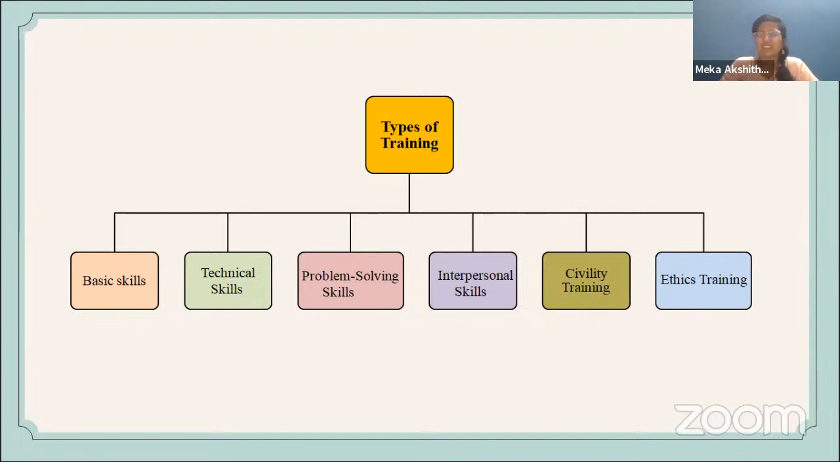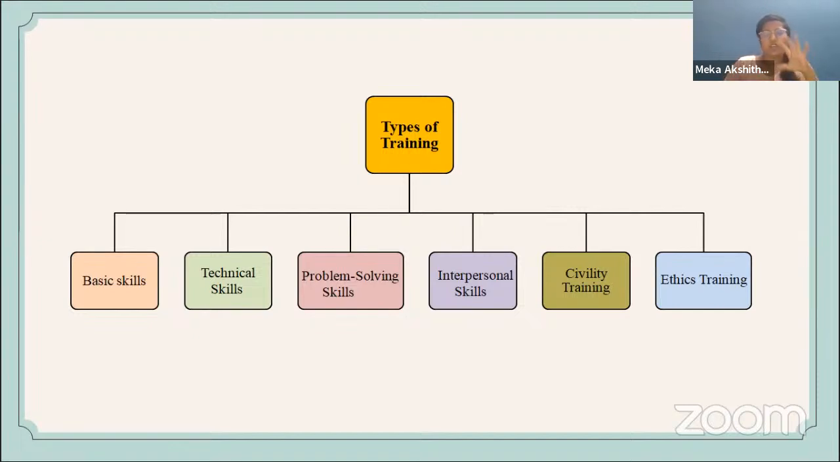One is basic skills. In basic skills, what happens is that in some organizations, for example a manufacturing unit, there is no need of writing, reading or something.